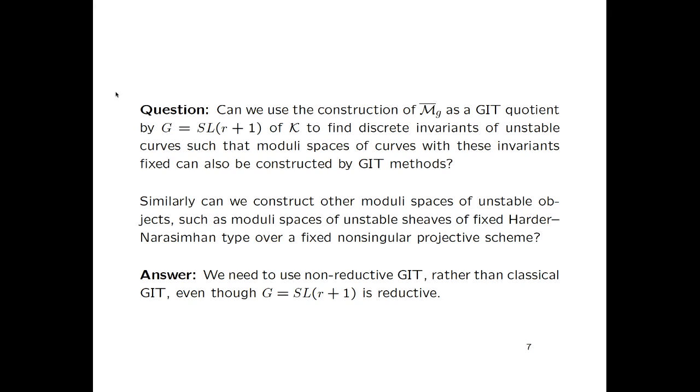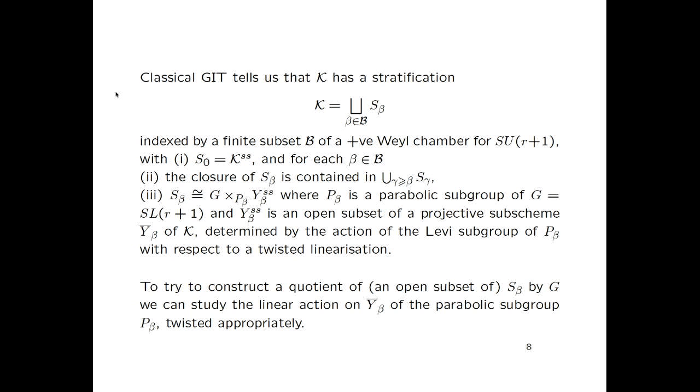Similarly, if you go to other classical moduli spaces, such as sheaves over a fixed non-singular projective scheme, then you can talk about sheaves of fixed Harder-Narasimhan type, which will be unstable for all except the trivial Harder-Narasimhan types, and you can think about trying to construct quotient spaces of those. And again, it turns out that what you want to quotient by is really a parabolic subgroup of the reductive group that you started with.